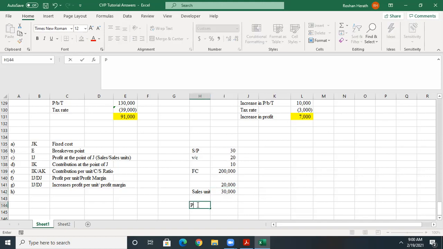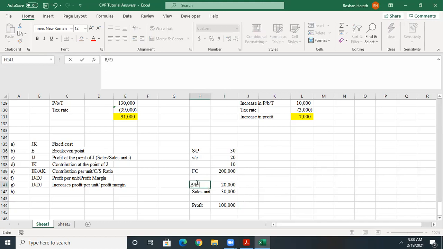If you just work out the profit, once you exceed the break even, the contribution you earn after that is your profit. So accordingly, your break even is 20,000, sales unit is 30,000. So it's 30,000 minus 20,000, 10,000 units, multiplied by the contribution per unit of 10. So this is the profit that you would make.